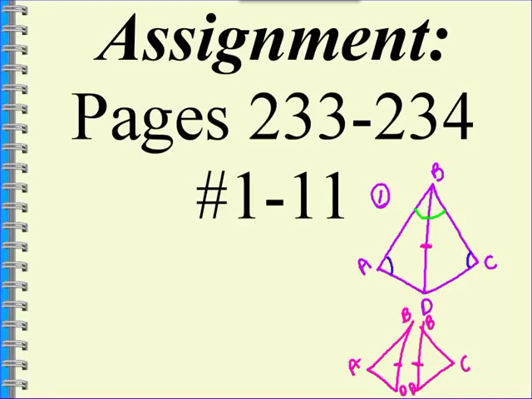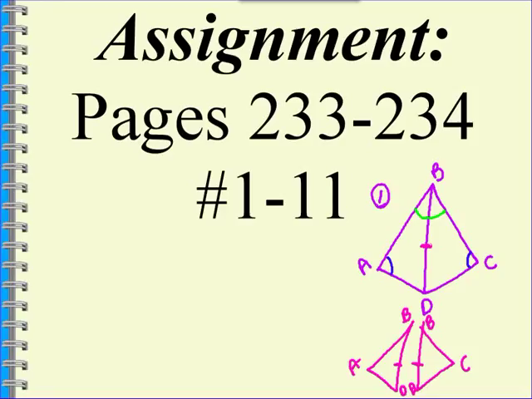Good. So that's what you're gonna have to do on every problem. You're gonna have to break it down. You're gonna have to write down what they give you. Then you're gonna have to write down what you can conclude. Then you're gonna have to write down whether or not the given congruent statement can be determined.